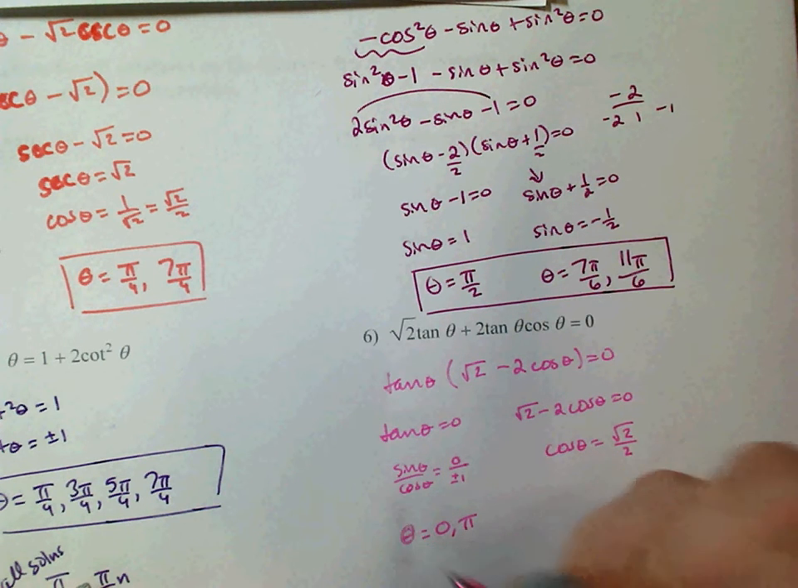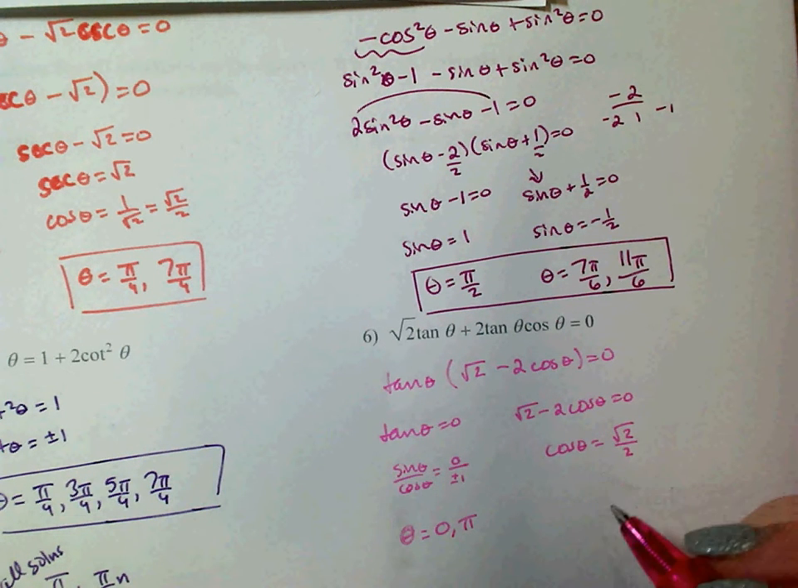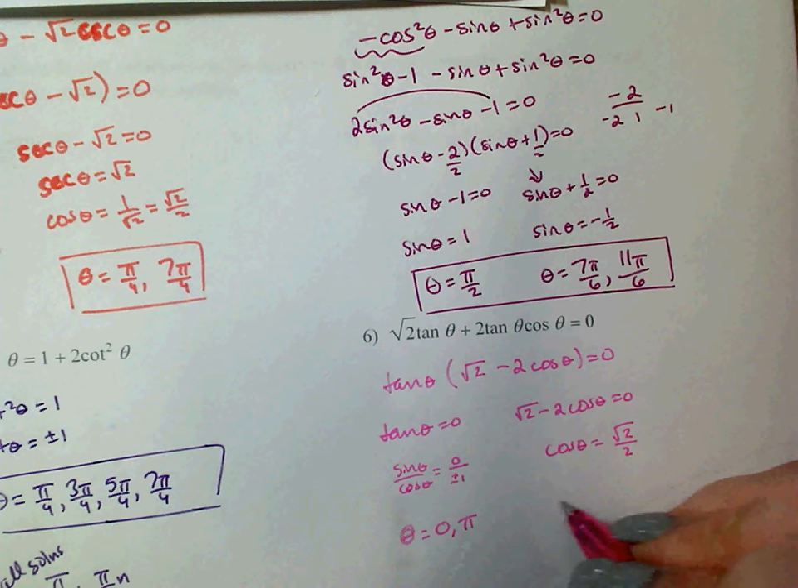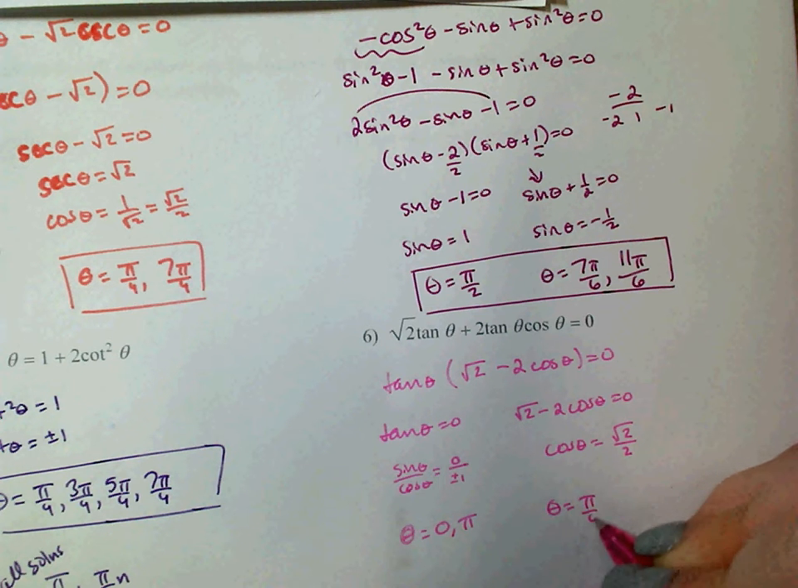And then when does cosine equal the square root of 2 over 2? That's at pi over 4 and 7 pi over 4.